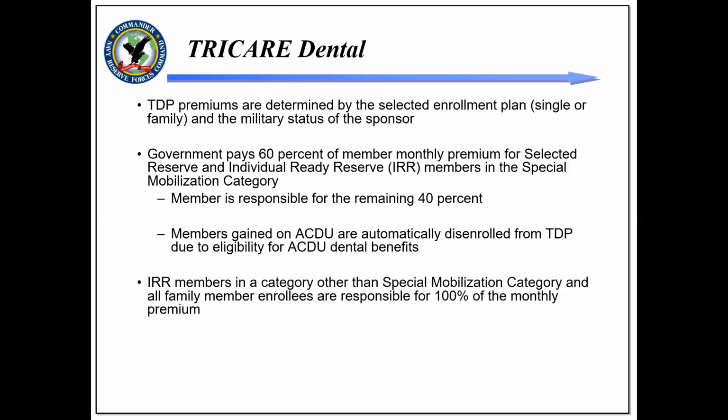Government pays 60% of the member's monthly premium for selected reserve and IRR members in a special mobilization category. Member is responsible for the remaining 40%. Members gained on active duty are automatically disenrolled from TDP due to eligibility for active duty dental benefits. IRR members in the category other than special mobilization category and all family member enrollees are responsible for 100% of the monthly premium.